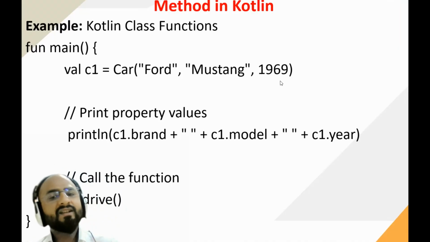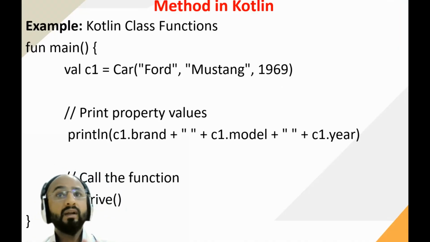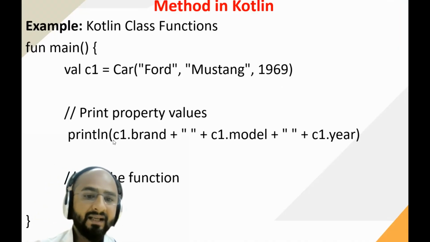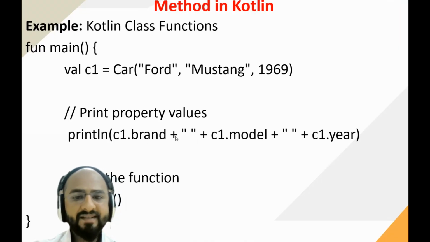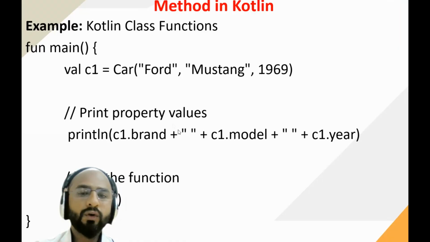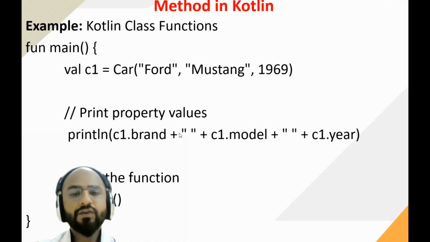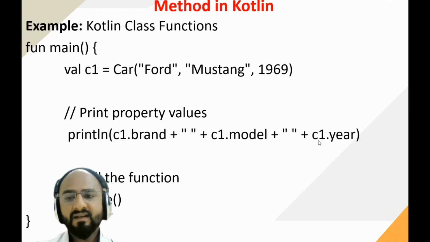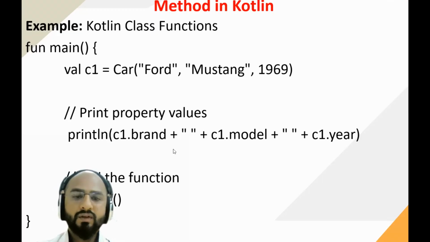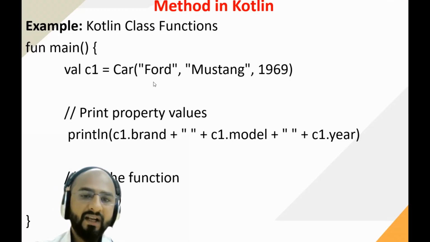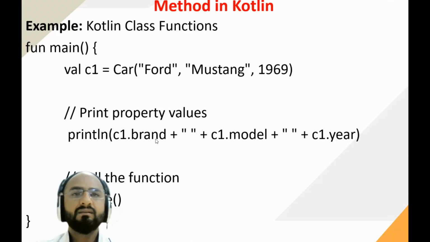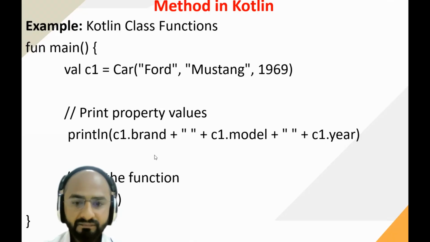Now we are accessing the properties of that particular object. println(c1.brand + ...), we are concatenating with the string. So plus is used to concatenate strings in Kotlin. Plus c1.model plus c1.year. So we are accessing the values and printing them to the console.